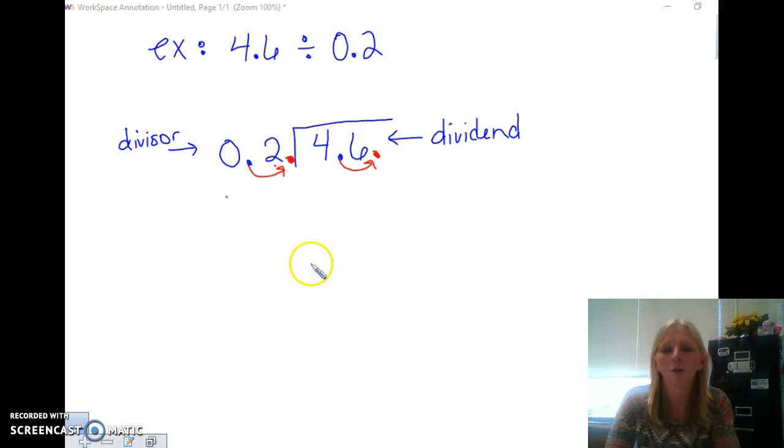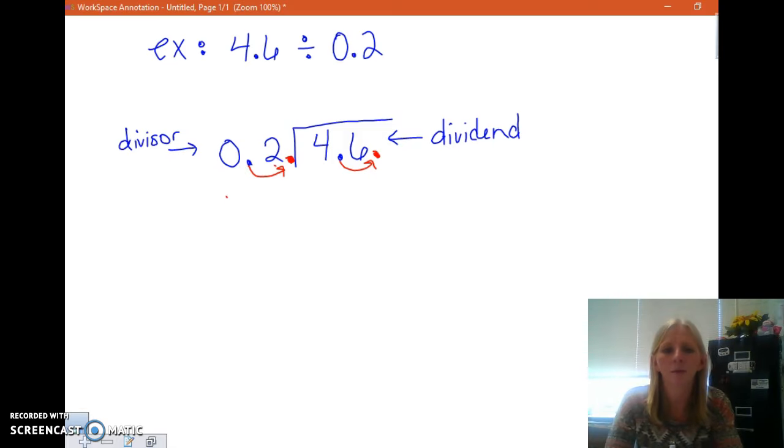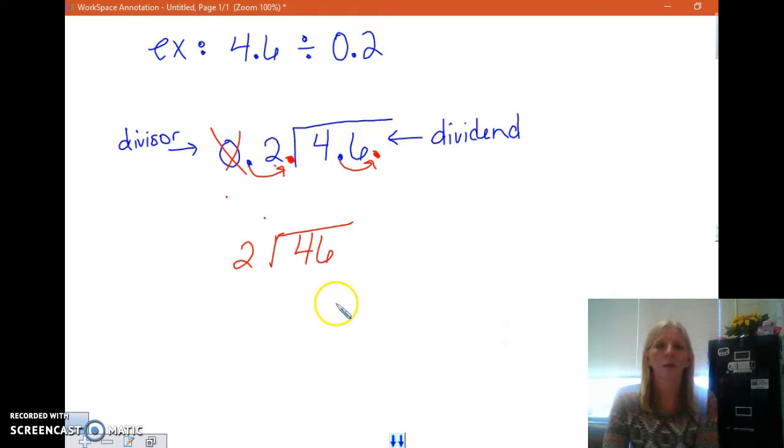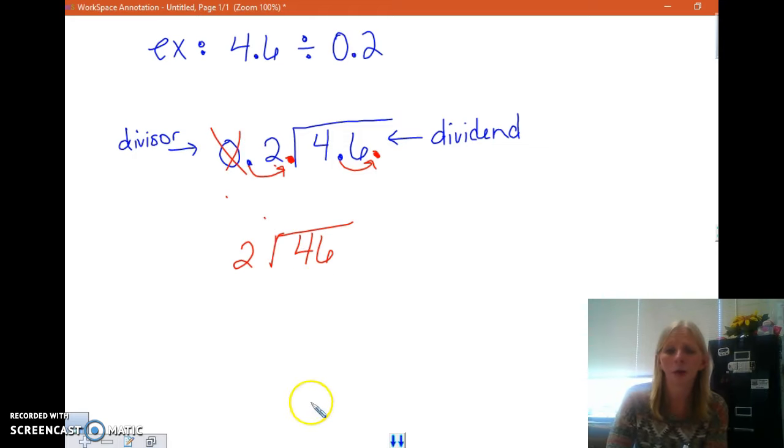Our new numbers, so I'm just going to rewrite this problem now. Our new revised math problem here is 46 divided by 2. Now we just have a normal division problem.